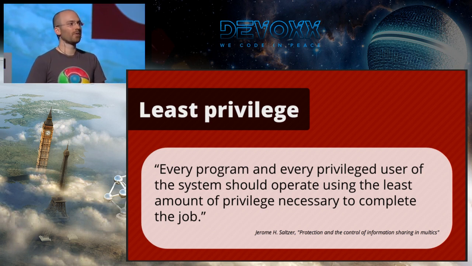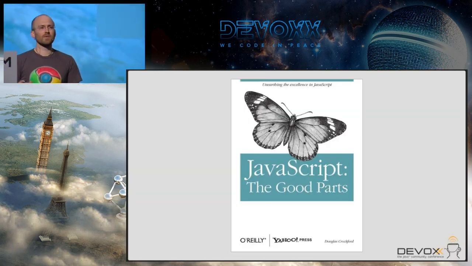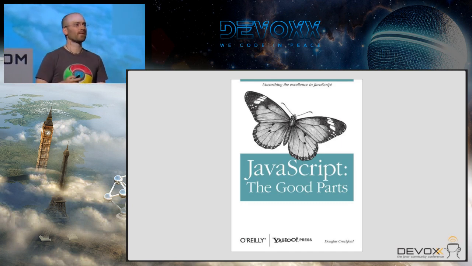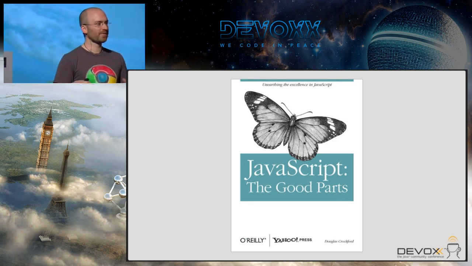And in that case, you've protected yourself simply by minimizing the value of this application as a target. Has anyone read JavaScript: The Good Parts by Douglas Crockford? That's a good number of you. I think this actually fits very well into the concept of least privilege.